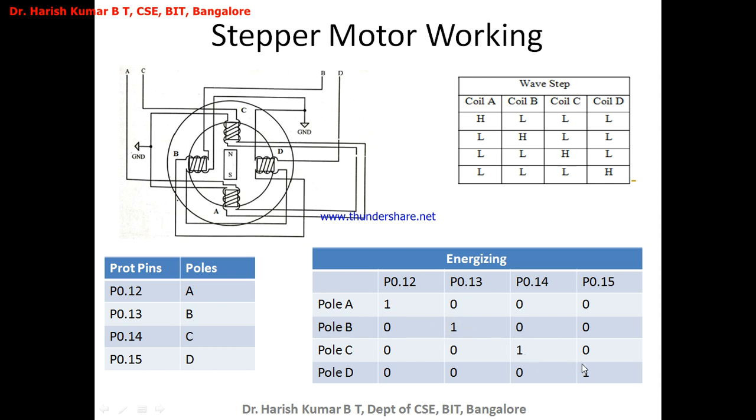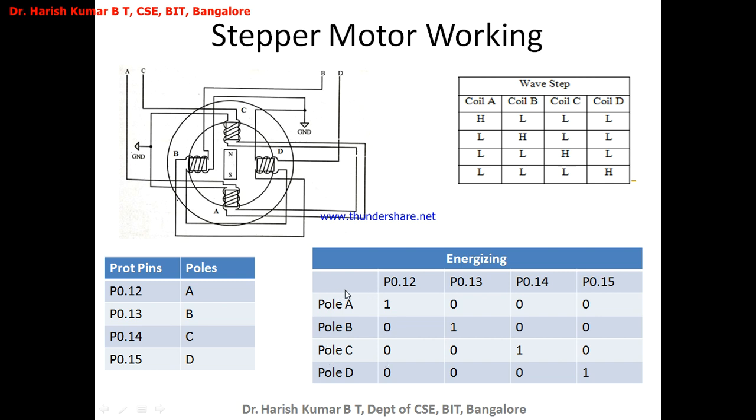Now pole A energized. Next time I go for energizing pole B. Next I go for energizing pole C. Next I go for energizing pole D. Every time you energize a pole, the stepper motor rotates by one step. That means it's going to cover 1.8 degree. Now when you energize, 1.8 degree, 1.8 degree, 1.8 degree, 1.8 degree, total 7.2 degree. When I energize in this sequence A, B, C, D, the stepper motor will rotate by 7.2 degree.